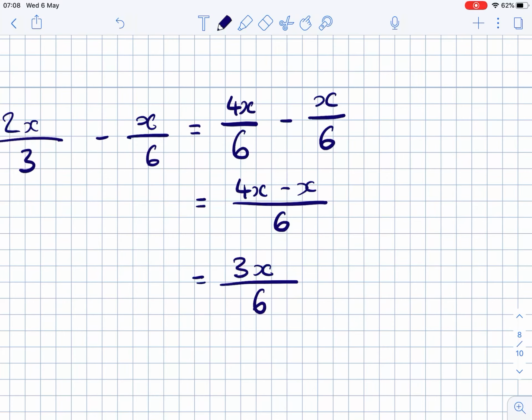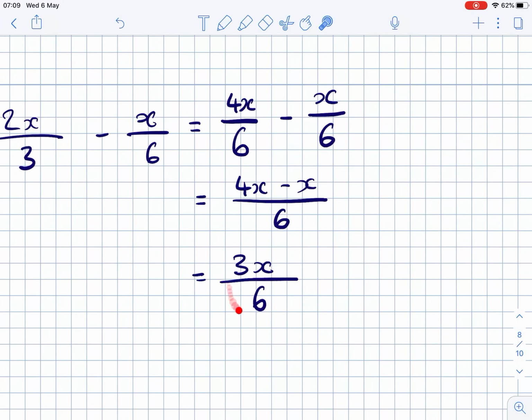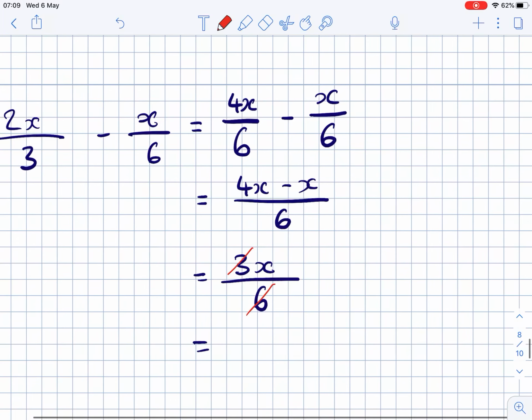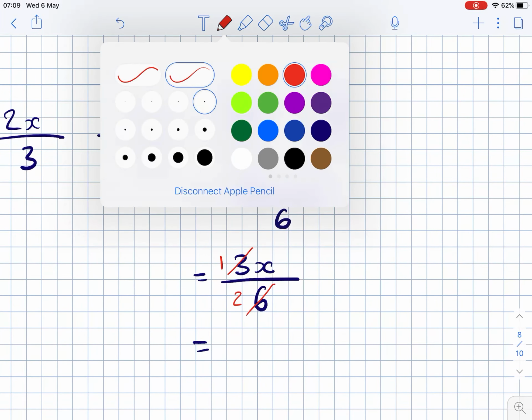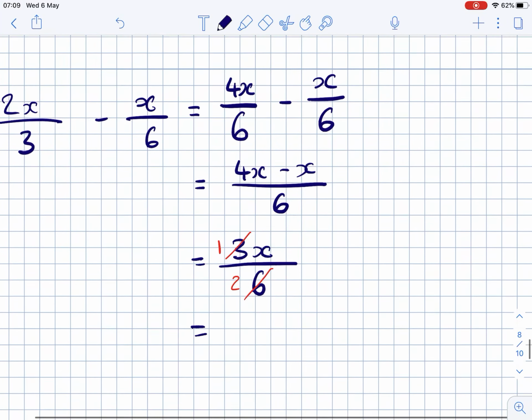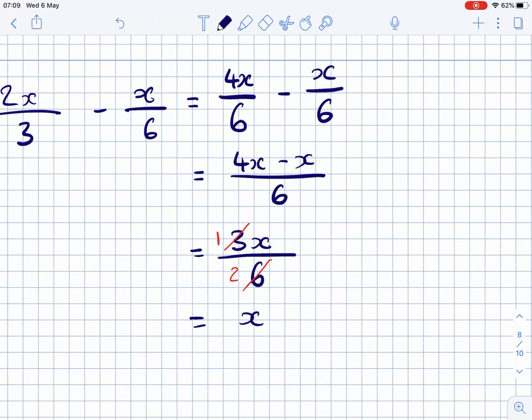And at this stage, are we done? Well, we should always check our fraction and think, well, can this be simplified? Well, the 3 and the 6 in this particular case can be cancelled. So if I cancel this, 3 goes into both of these. It goes once into 3 and twice into 6. So this ends up being 1 times x, or just x, over 2 as my final answer. Let's just highlight that. Okay.